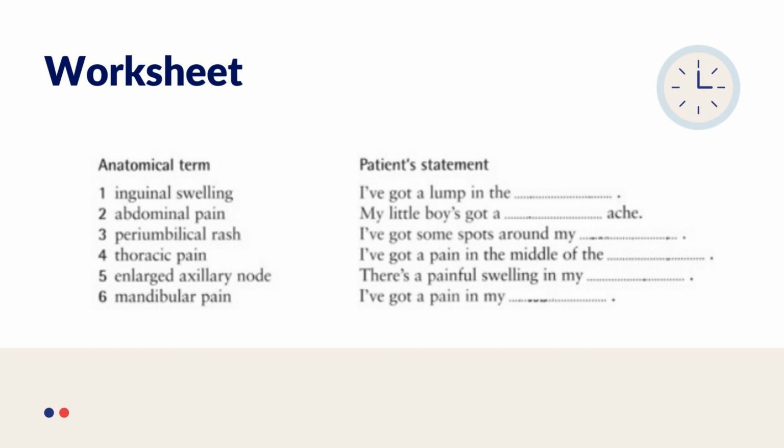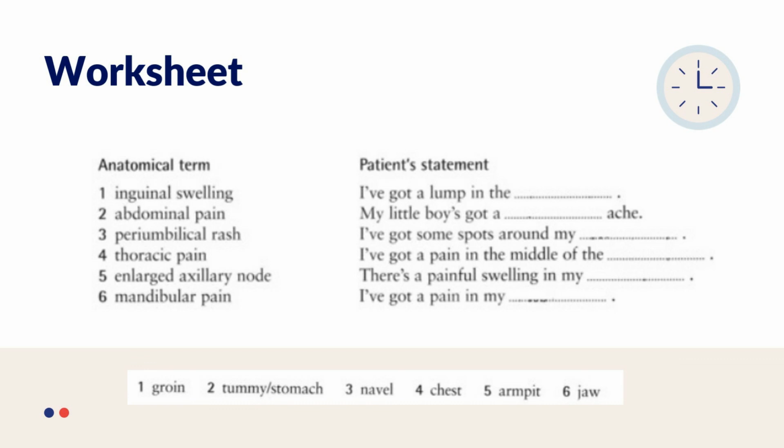Now let's check your answers. Now for the first one, which is inguinal swelling, the correct answer is groin. I've got a lump in the groin. Now, the second one, referring to abdominal pain, was tummy or stomach. My little boy's got a stomachache.